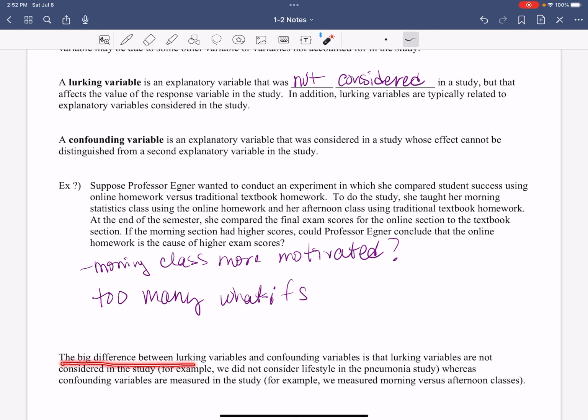The big difference between lurking and confounding variables is that lurking variables are not considered. That's the key. For example, we did not consider lifestyle in the pneumonia study, whereas confounding variables are measured in the study. For example, we measured morning versus afternoon. All right? So lurking is not considered, not even something that I'm thinking about. Confounding means it's out of my control. All right? Okay, so it's all about the definition, so pay attention to these kinds of words.